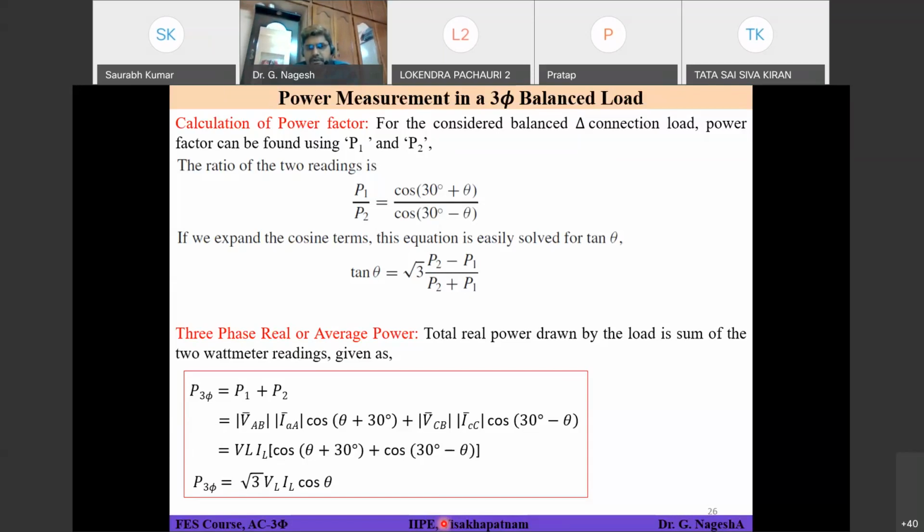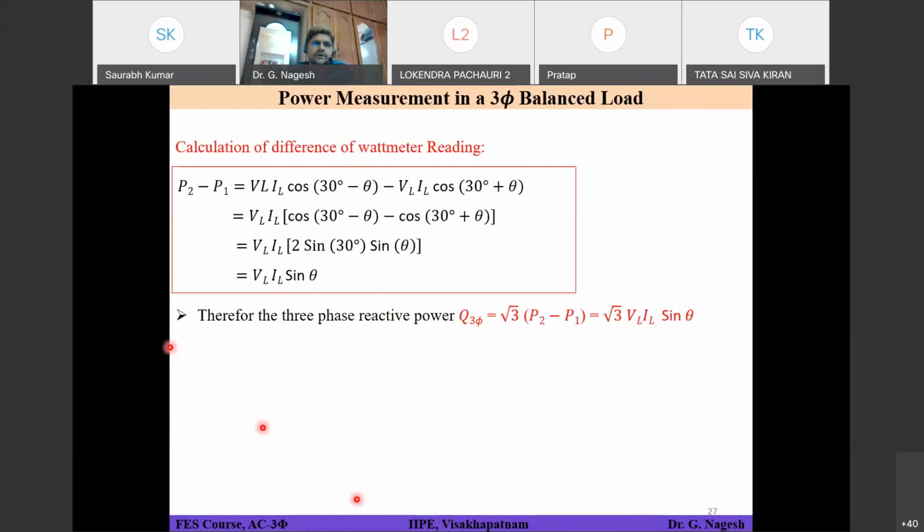Someone has got a different answer other than this? Anyone else who got an answer different from root 3 VL IL sin theta? Only VL IL sin theta. Okay. So some people have got VL IL sin theta, and some people have got root 3 VL IL sin theta. VL IL sin theta is correct, but whether root 3 will be there or not, we will see.